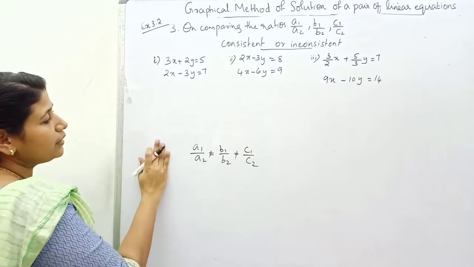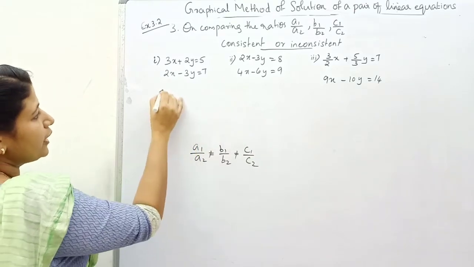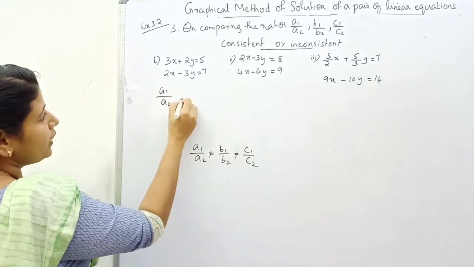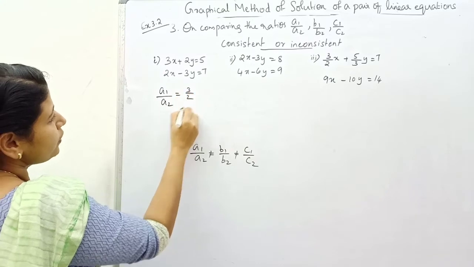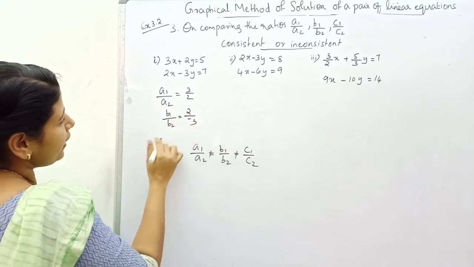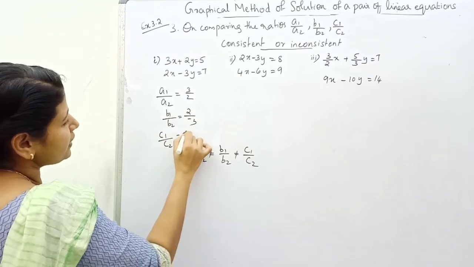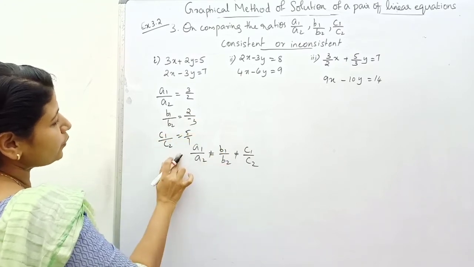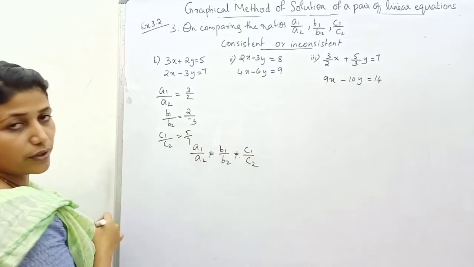Okay, now we can do these problems by doing a1 by a2, b1 by b2 and c1 by c2. Here a1 by a2 is 3 by 2, b1 by b2 is 2 by negative 3 and c1 by c2 is 5 by 7. Here a1 by a2 not equal to b1 by b2 not equal to c1 by c2.